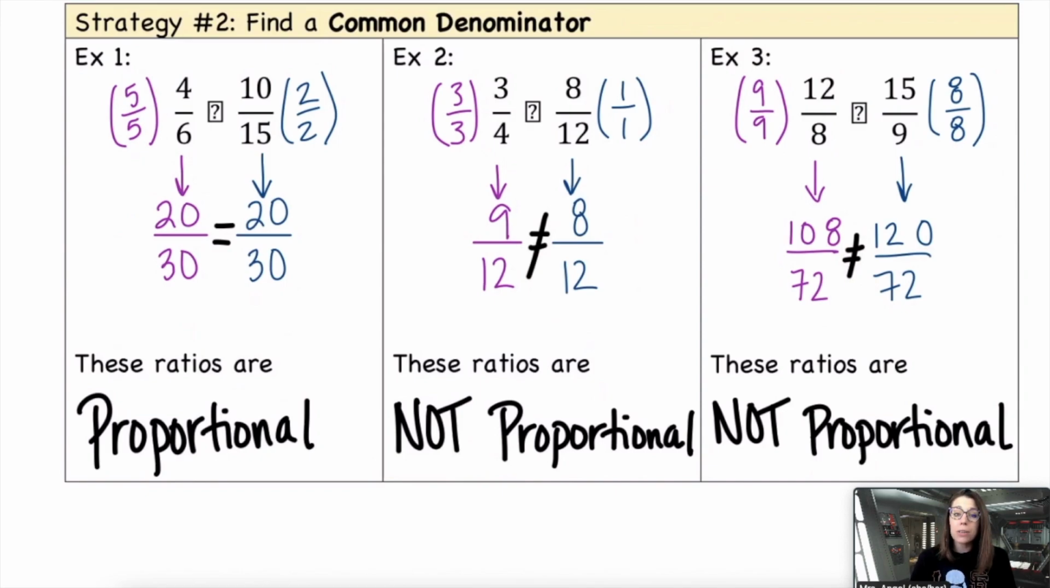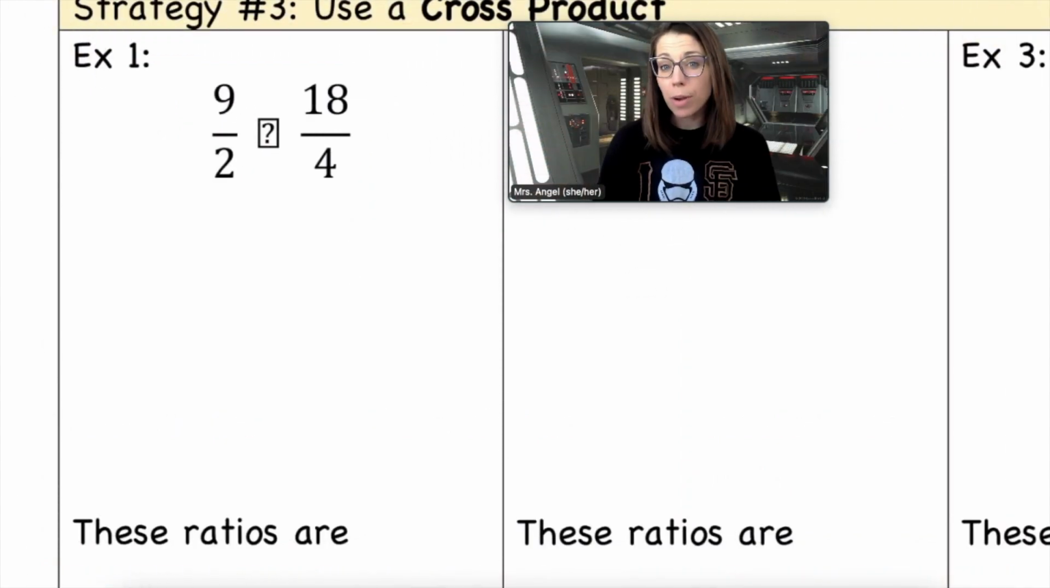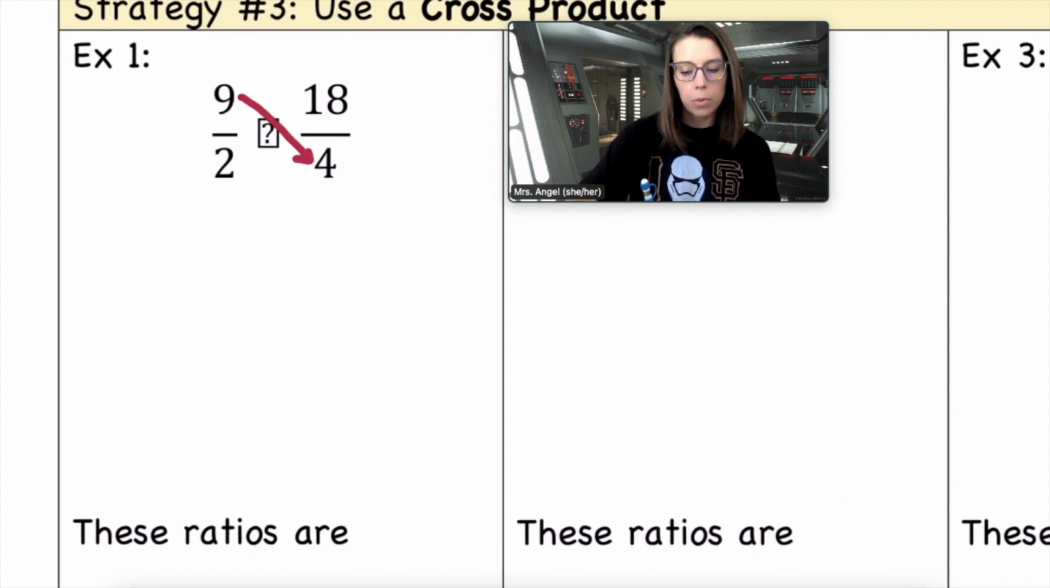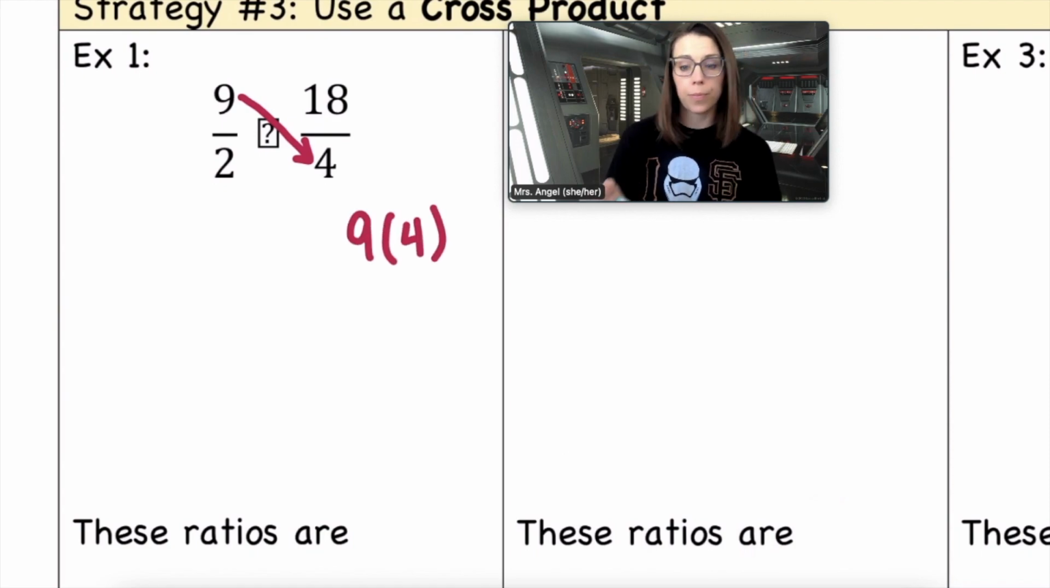Again, common denominators are great, but it's not the most efficient method. That brings us to strategy 3. Strategy 3 is called using a cross product. Let's take a look at what that looks like with example 1. Here's how a cross product works. We're going to take the numerator of our first ratio, 9, and multiply it across to the denominator of our other ratio, 4. So over here on the right side, we're going to multiply 9 times 4.